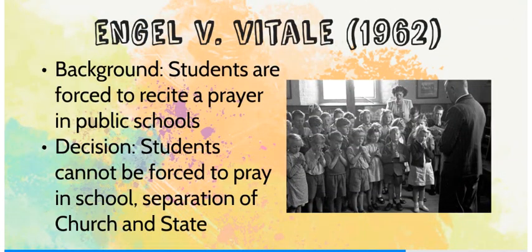All right, Engel versus Vitale is one about prayer in public schools. So if you want to help remember this one, put your hands together in a V shape, both palms together. V for Vitale, and then you close them, your hands are in prayer, and you're not supposed to be able to force prayer in school. So V for Vitale with your hands, and then close it in prayer hands.